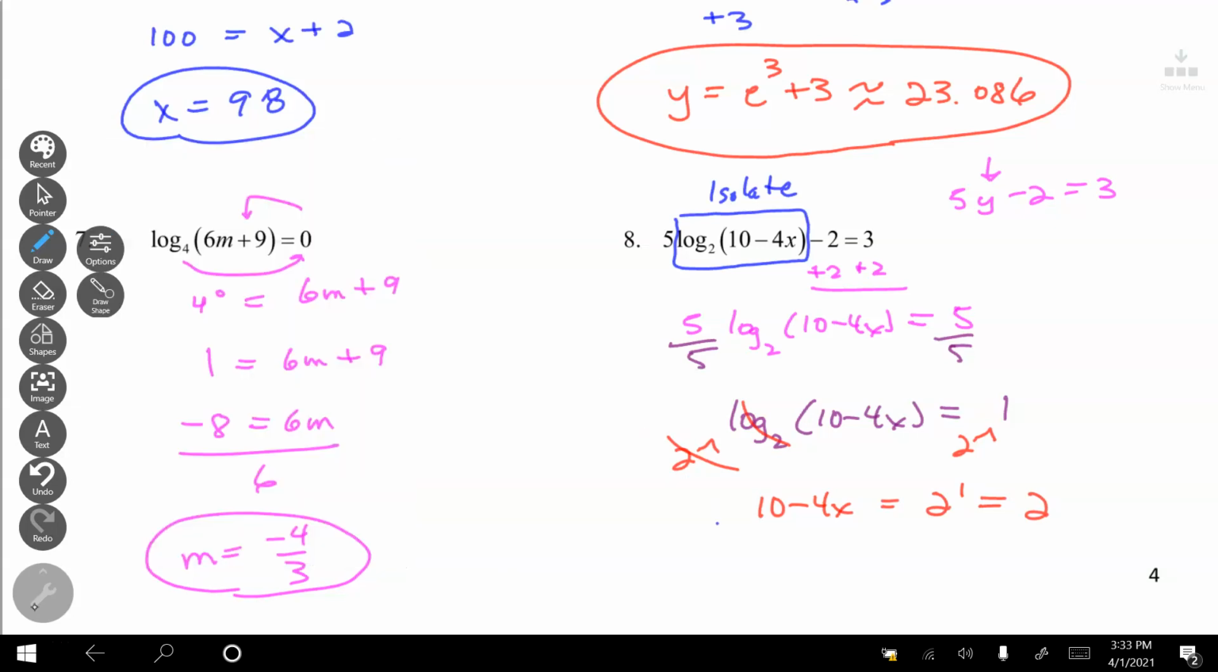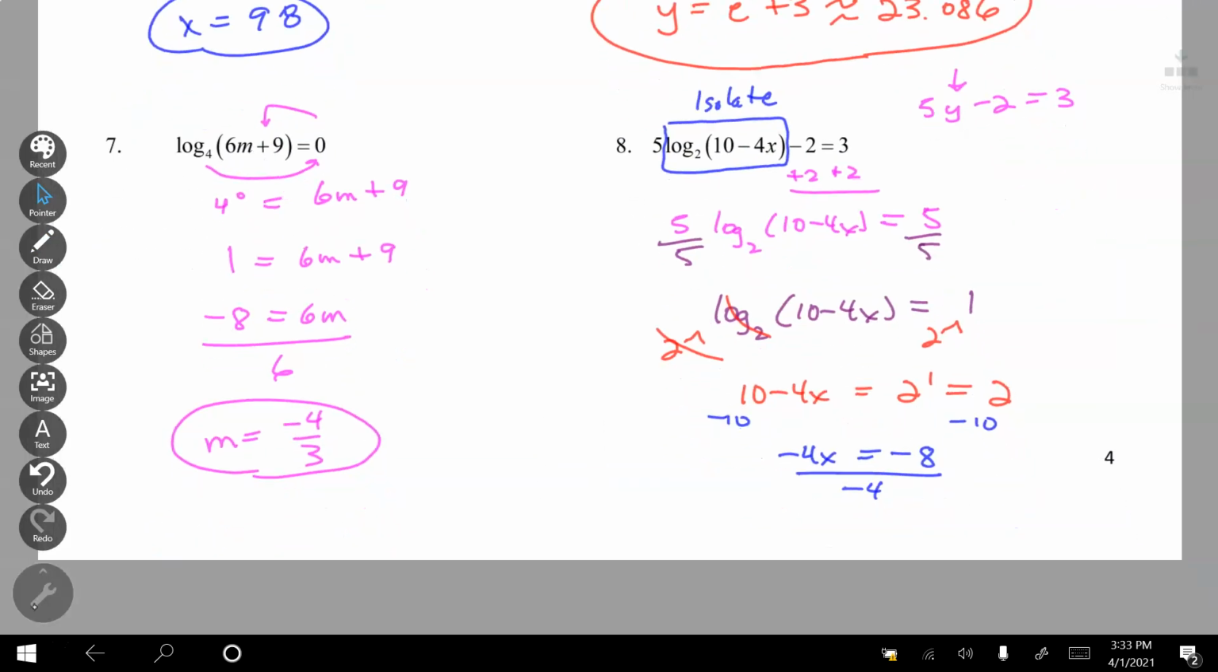I'm going to subtract 10. I get negative 4x is equal to negative 8. And I divide by negative 4. And when I'm all said and done, I get x is equal to 2. That was a little bit more, but the whole idea was isolating that logarithm all by itself by getting rid of the minus 2 and multiplying by 5.